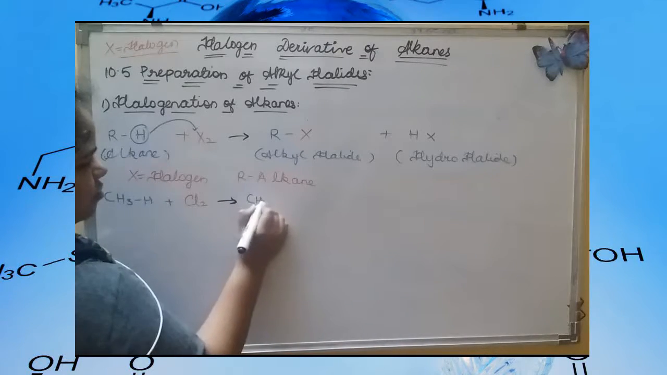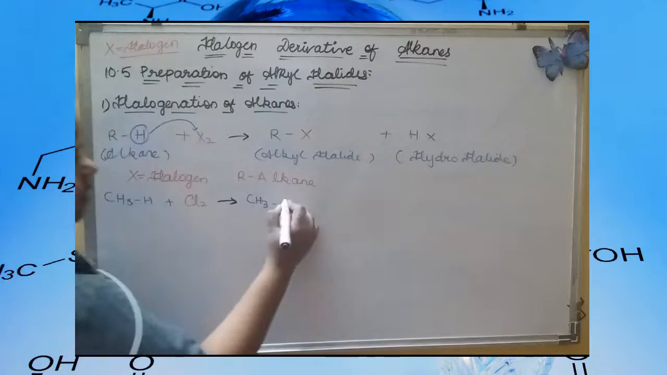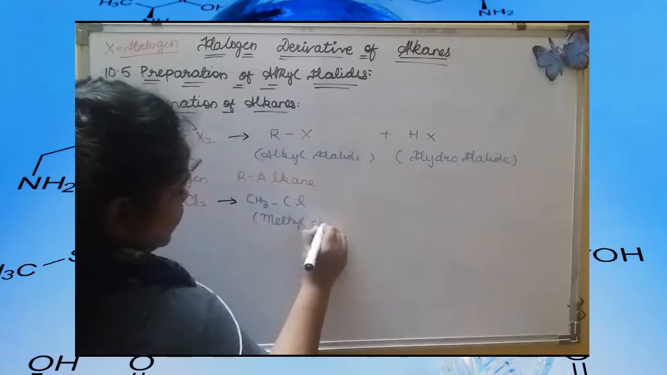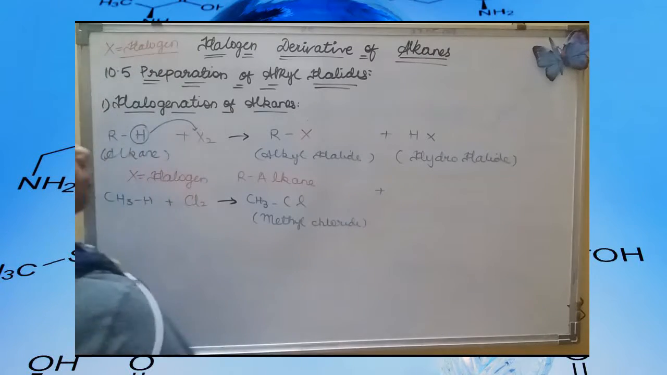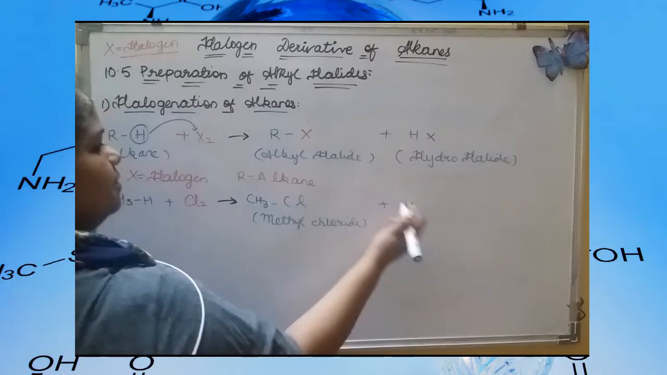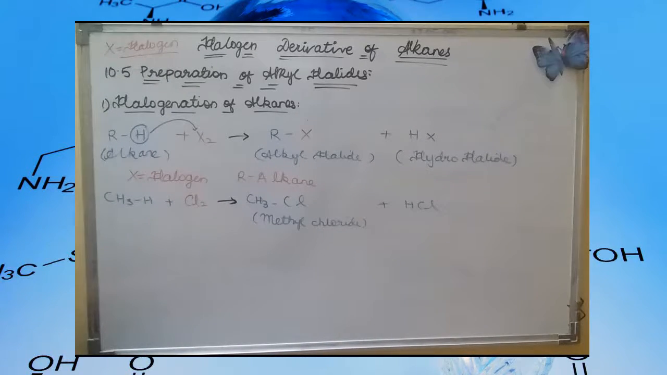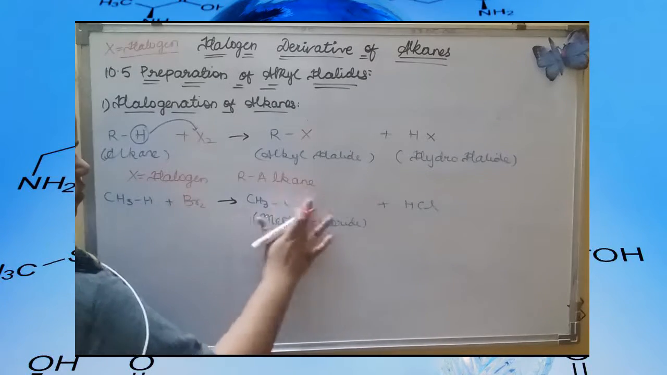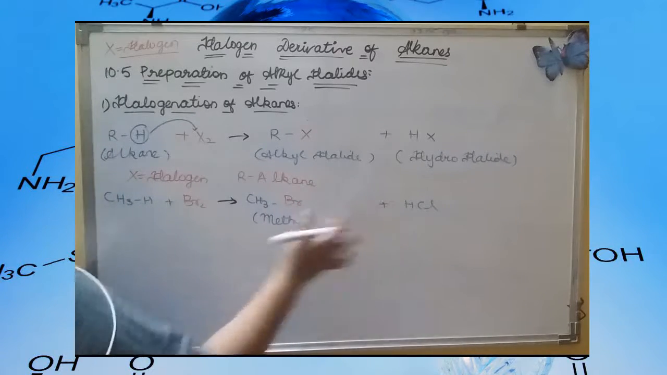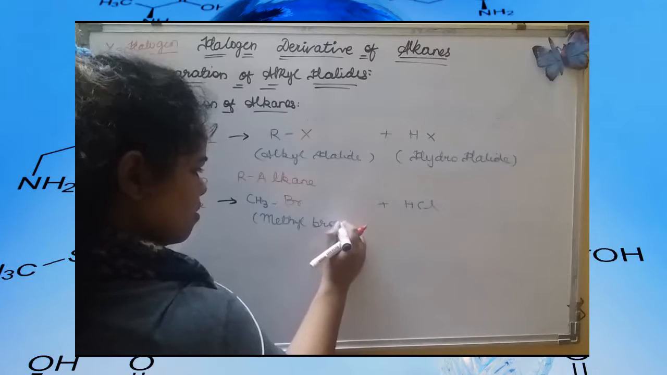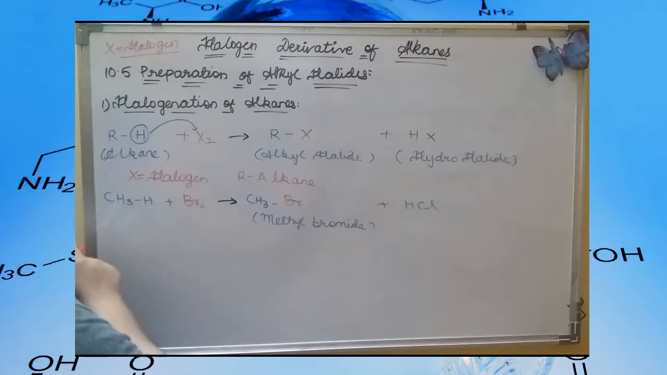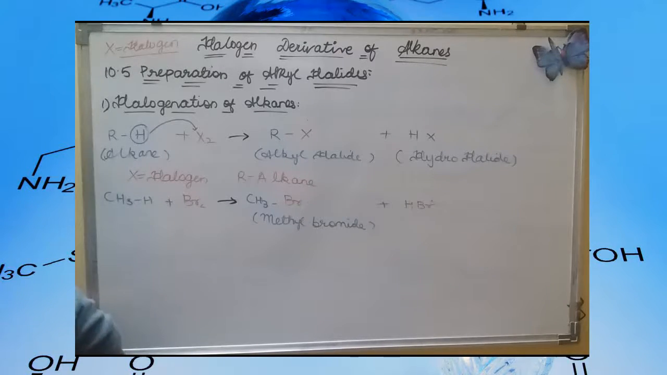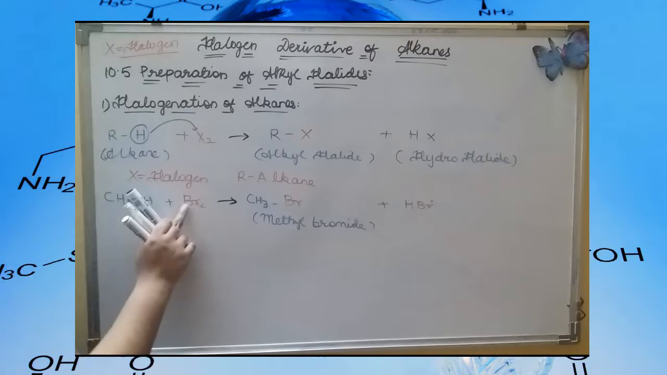So what will we get? CH3, and since it is written X here, we will write chlorine. So this would be our methyl chloride. But what would be the byproduct? The byproduct would be H and Cl, hydrochloride. You can take other halogens also. You can take bromine, so here we will get CH3Br or methyl bromide, or HBr, whatever, and you can carry out the same experiment by taking iodine as the halogen group also.